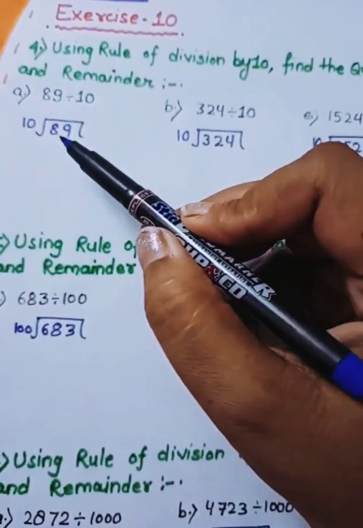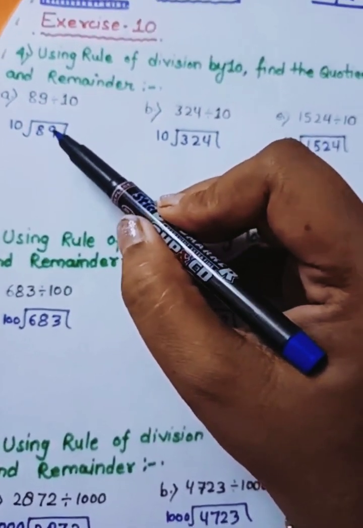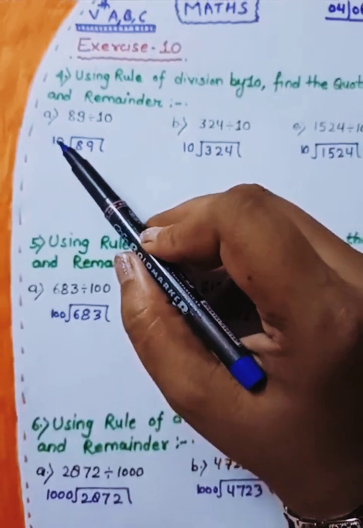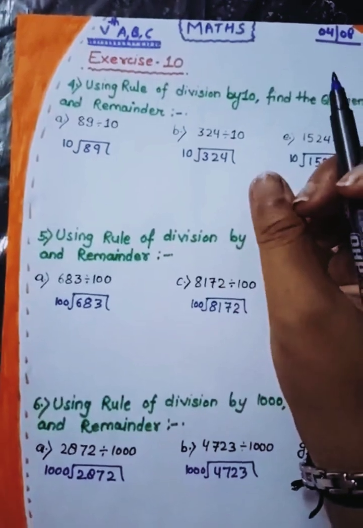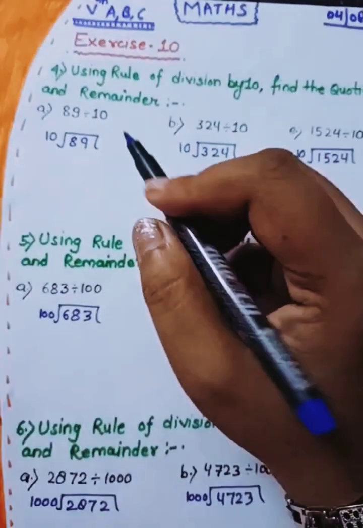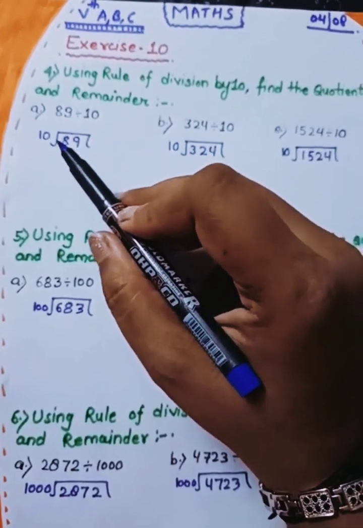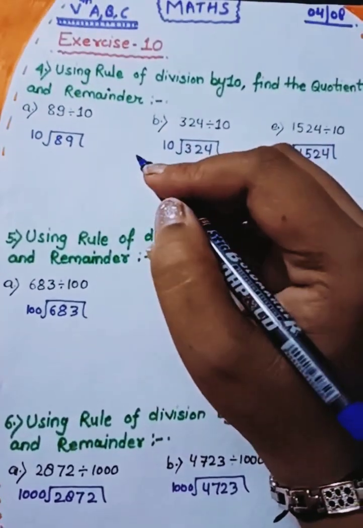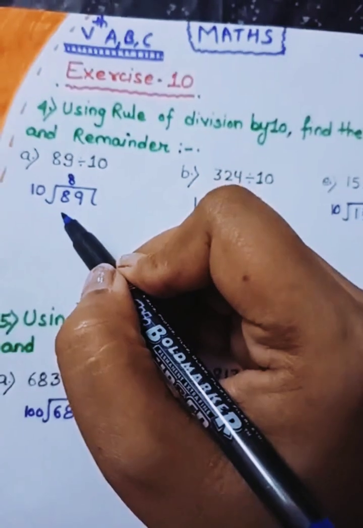I cannot divide 8 by 10, so I have to take these two digits together, then I will divide by 10. Now let us read out the table of 10. 10 ones are 10, 10 twos are 20, 10 threes are 30, 10 fours are 40, 10 fives are 50, 10 sixes are 60, 10 sevens are 70 and 10 eights are 80. So I have to take 80, because 10 nines is 90 and I cannot take a number more than 89. So I take a number less than 89, and that is 80. So 10 eights are 80.